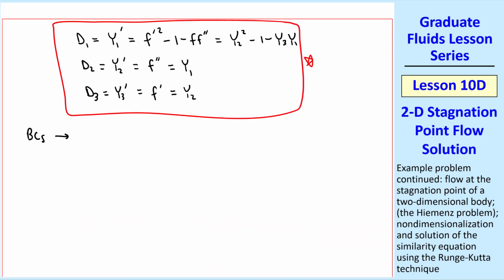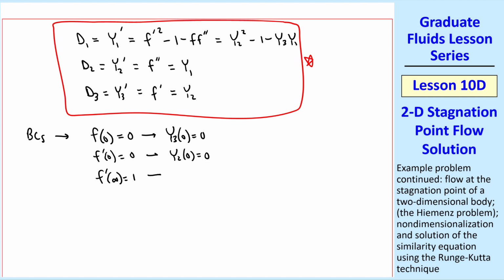We also write the boundary conditions in terms of the capital Y values. F of 0 equals 0 becomes y3 of 0 equals 0. F prime of 0 equals 0 becomes y2 of 0 equals 0. And f prime of infinity equal 1 becomes y2 of infinity equal 1. These are our boundary conditions in terms of dependent variables y1, y2, and y3 with these derivatives.